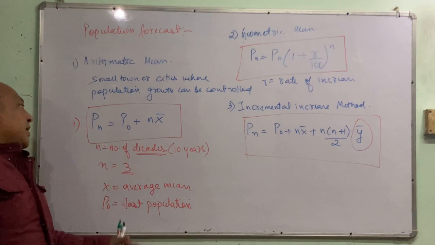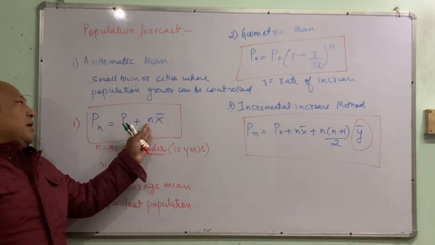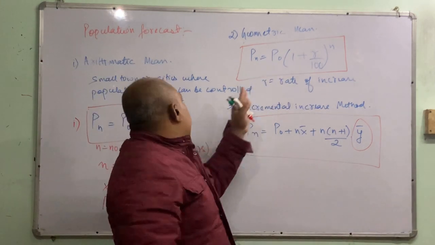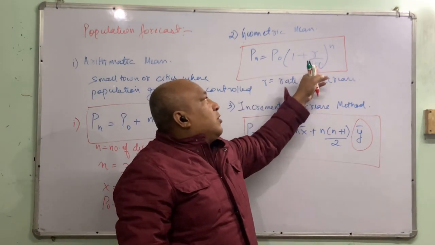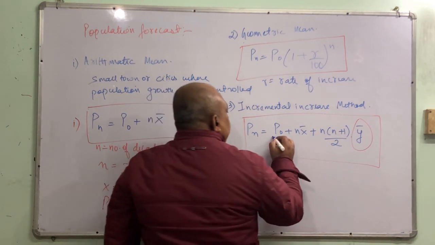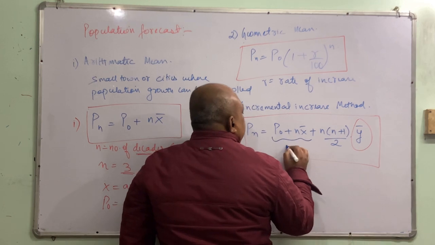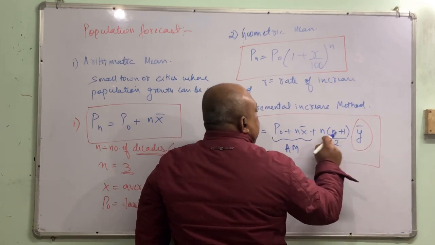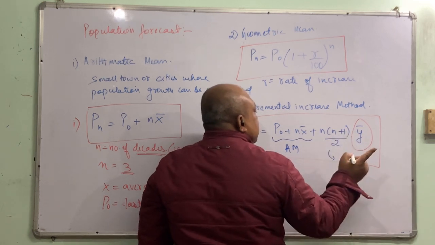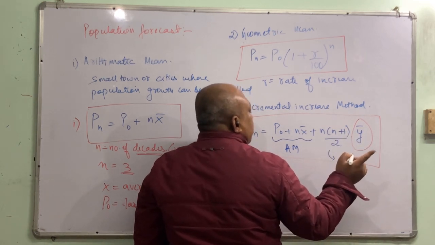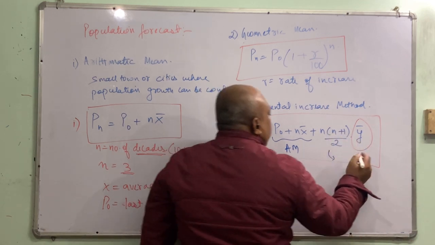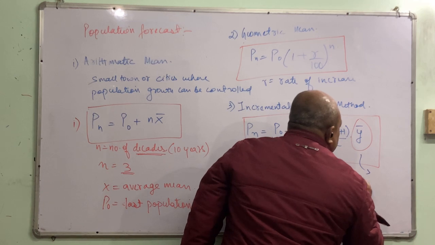To remember it is very easy. Initial population plus the number of decades into average population growth. Here, rather than n x bar, it is rate to the power n. Here, this part is the average arithmetic mean. This is n into n plus 1 by 2, the formula for the sum of the first n natural numbers, right? The sum of the first n natural numbers into y bar. Y bar is the incremental increase.